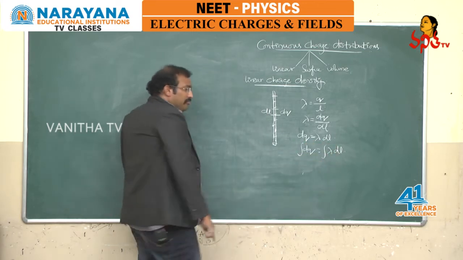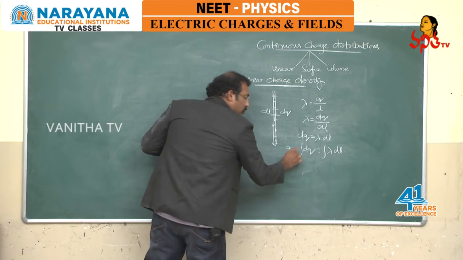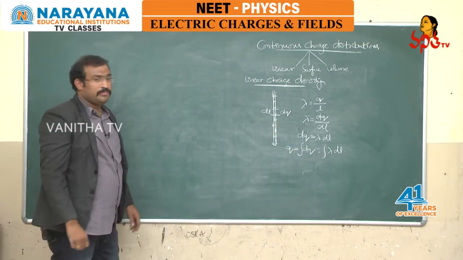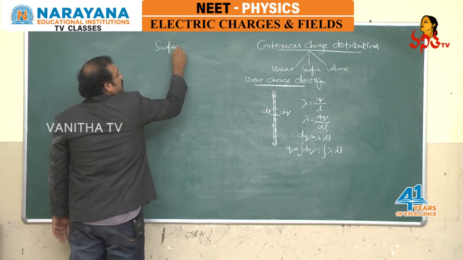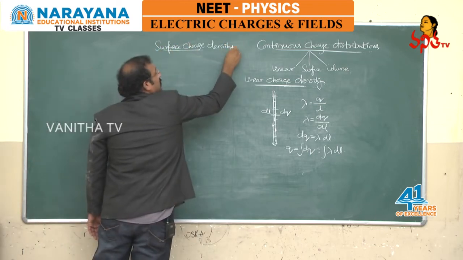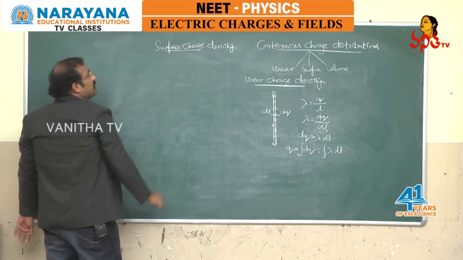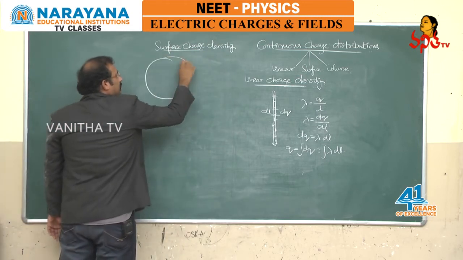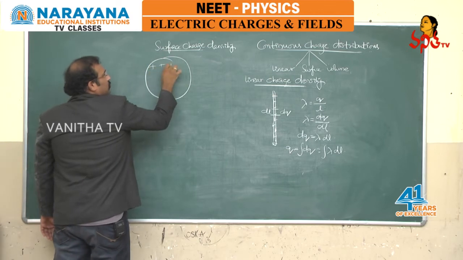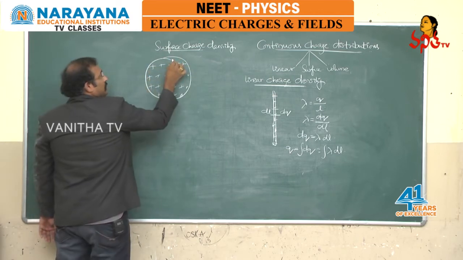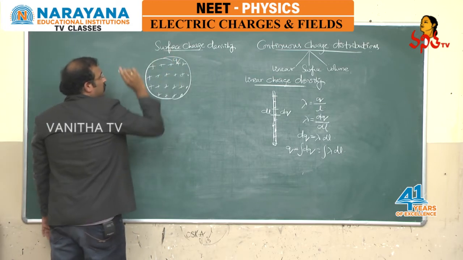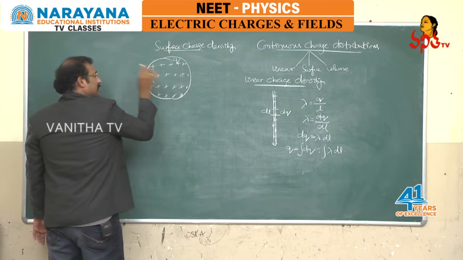Okay. So from that you can find out the total charge present upon the body. Now, next one is surface charge density. What is this surface charge density? Suppose if I take a small disk, upon this I am taking a positive charge. Let the total charge present on it be q and the area be A.